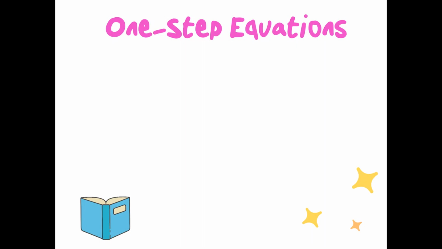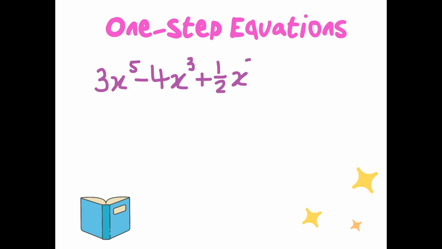Let's say I had something that looked like this. 3x to the power of 5 minus 4x to the power of 3, plus a half x squared minus 8. So this is a little bit more complicated than something we have worked with, but we're not going to do any calculations. I just want to show you a couple of things. This is called an expression, and there are different parts that we've talked about.